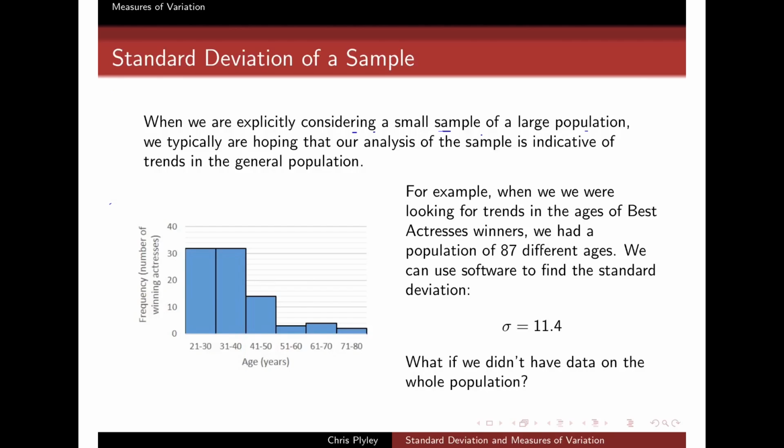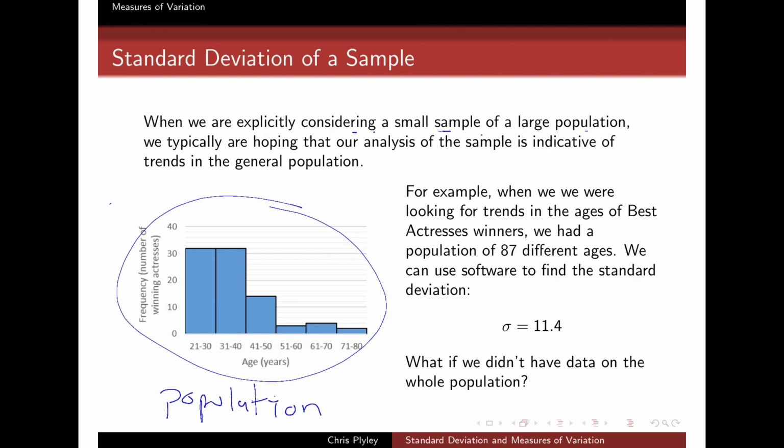So what I have here is, once again, our favorite histogram, the Best Actress winners, and keep in mind that this represents what we'll call a population. This is the data for all 87 actresses who have ever won the Best Actress award. So this is the entire population. And just so we have it in the back of our head, I went ahead and found the standard deviation for all 87 actresses. I used Excel. I could have done it by hand, but you can also use software like Excel, like I make you do in homework number 2, so make sure you practice. But the standard deviation of this data set is 11.4 years.